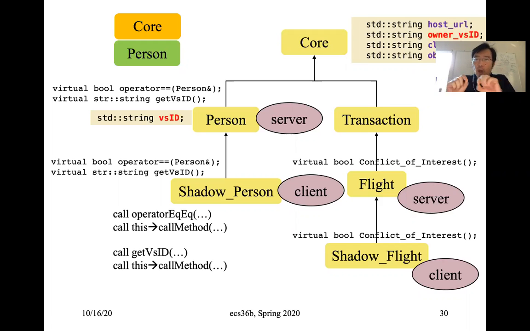But if you don't do the casting, then it should call the flight class implementation of conflict of interest. That's assuming you don't have a virtual function. Then basically, I want to see the type of the object I'm dealing with. Are you doing the casting or without doing the casting?